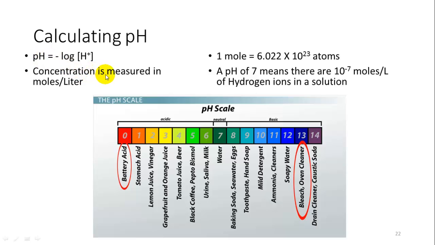The concentration is measured in moles per liter. One mole is 6.022 times 10 to the 23rd atoms. So that's a measurement of the actual number of atoms or molecules or compounds within a solution. A pH of 7 means there are 10 to the negative 7 moles per liter of hydrogen ions in a solution.